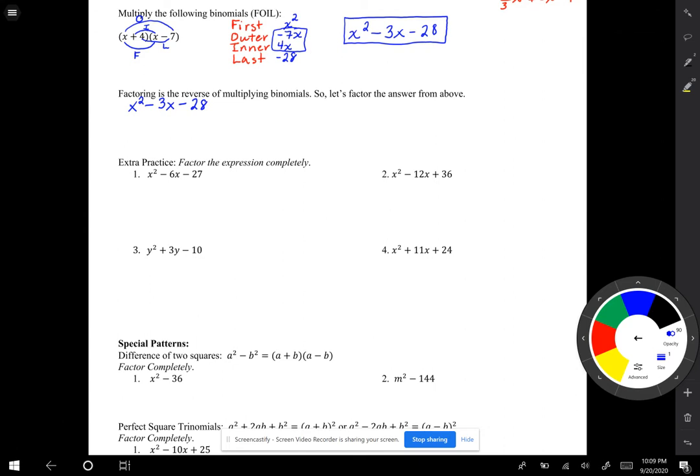So here's the first thing you do. First thing you do is identify A, B, and C. A is in front of x squared, B is in front of x, and C is your constant that has no variable. This is why we learned how to graph quadratics first, because you know what A, B, and C are. You can learn how to factor many different ways, but my students tend to love this method called the X factor.